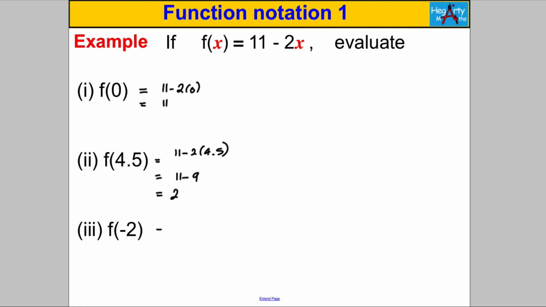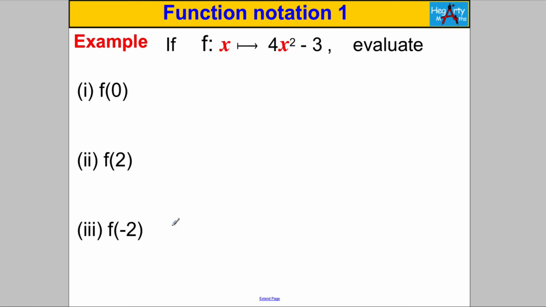And the next one, you substitute in negative 2 for x. That would be 11 subtract 2 multiplied by negative 2. That's going to be 11 subtract, 2 times negative 2 is negative 4. 11 subtract negative 4 is like 11 add 4, which is 15. And we're done. Next one. Pause the video, have a go.